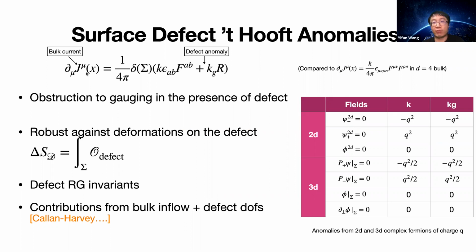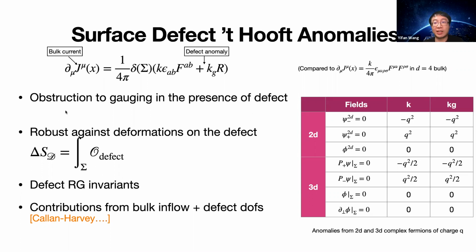The anomaly takes the following form, as I mentioned. I just want to emphasize again that this differs from the usual anomaly in the sense that the anomaly is two-dimensional for a surface defect. It's localized on the surface where the defect lives, but it's an anomaly associated with a current that's of d dimension. So the current propagates in the bulk. Okay, but still it shares many features of anomalies for the usual d-dimensional quantum field theory.